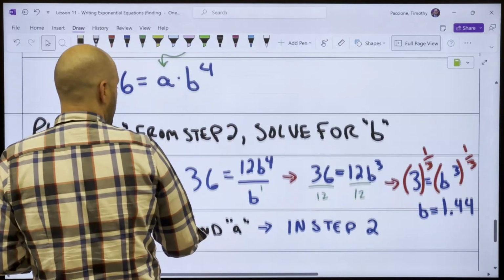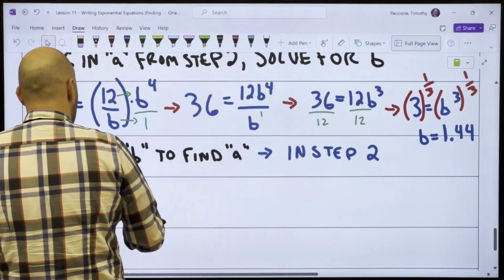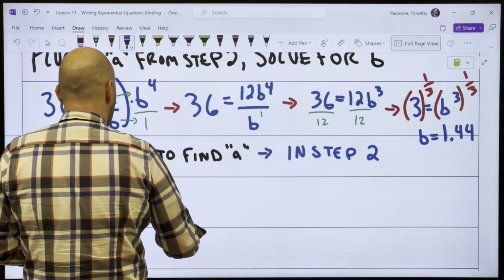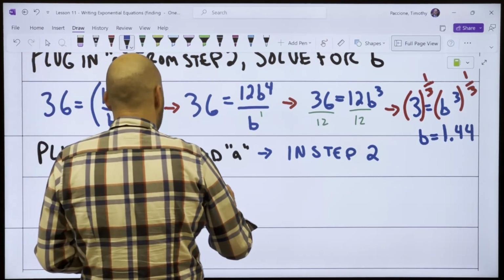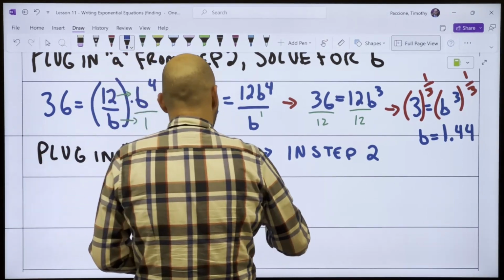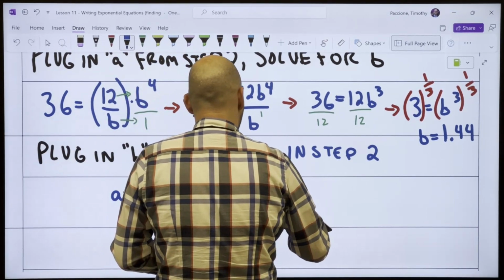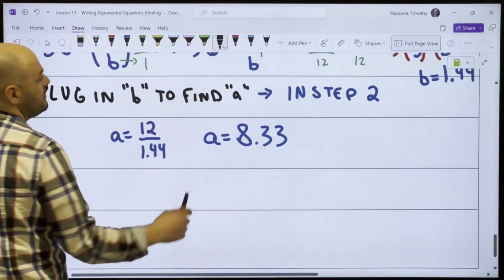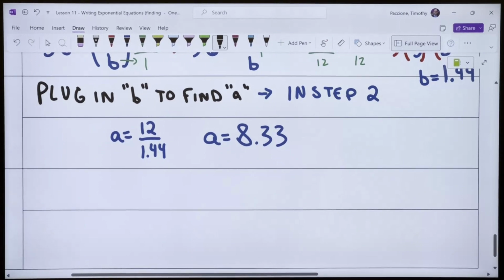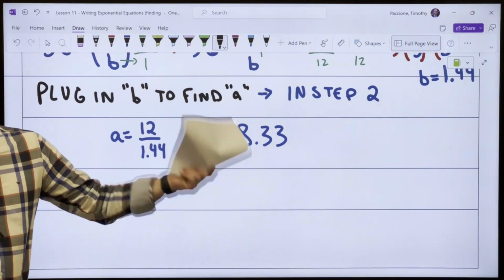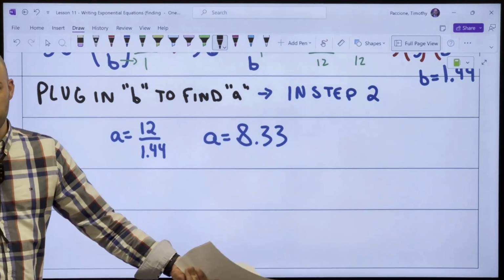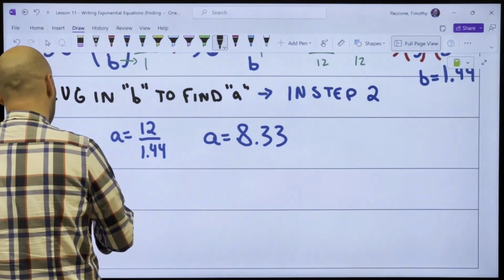So if a equals 12 divided by b, well, our a equals 12 divided by 1.44. And so our a equals 8.33. Okay, so why do you think there's another step here? Find the missing variable, to put the whole equation together. Yeah, so there's so many times where students do all this great work, and what did the question ask us to do? Write an equation. We found all the pieces. Let's write the equation, right?